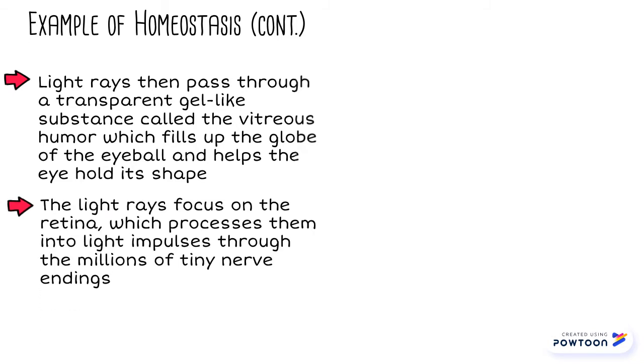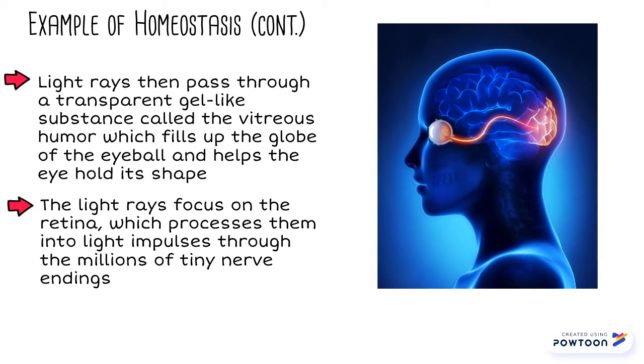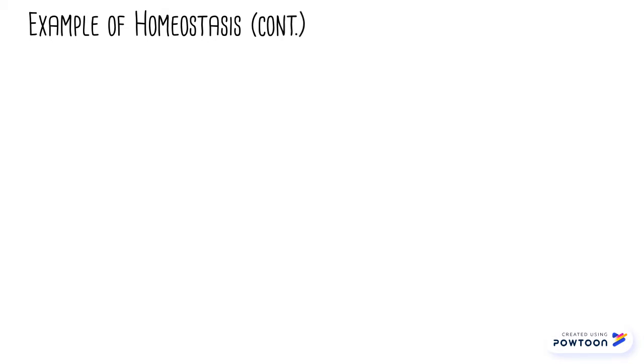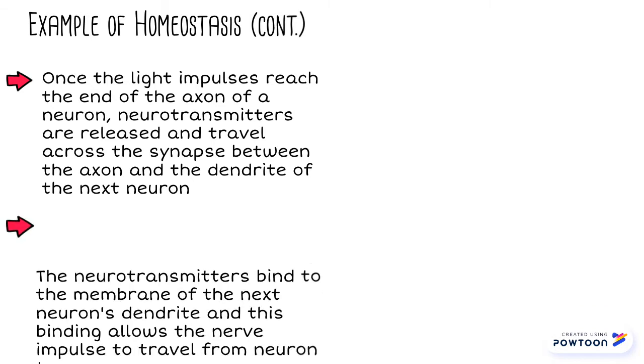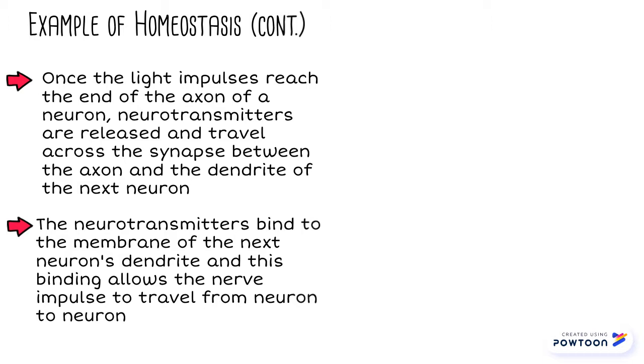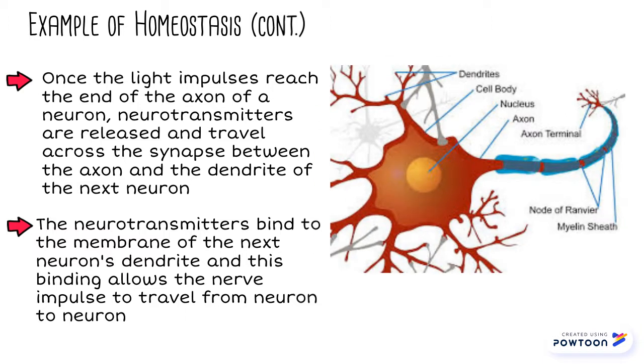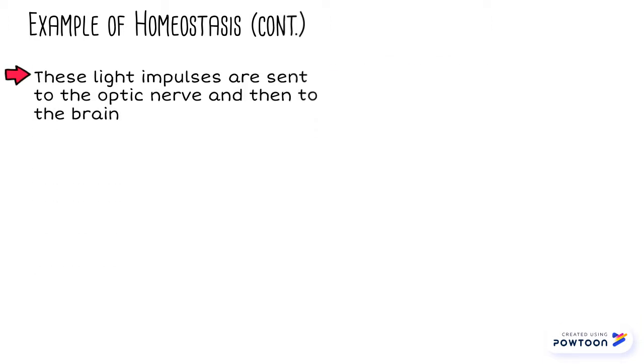The light rays focus on the retina, which processes them into light impulses through the millions of tiny nerve endings. Once the light impulses reach the end of the axon of a neuron, neurotransmitters are released and travel across the synapse between the axon and the dendrite of the next neuron. The neurotransmitters bind to the membrane of the next neuron's dendrite, and this binding allows the nerve impulse to travel from neuron to neuron. These light impulses are sent to the optic nerve and then to the brain.